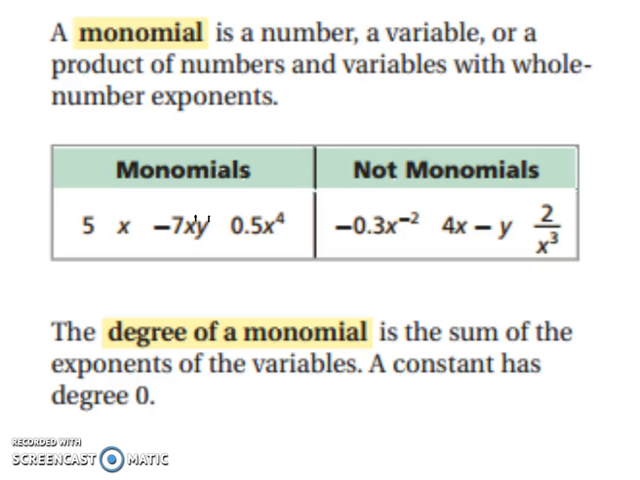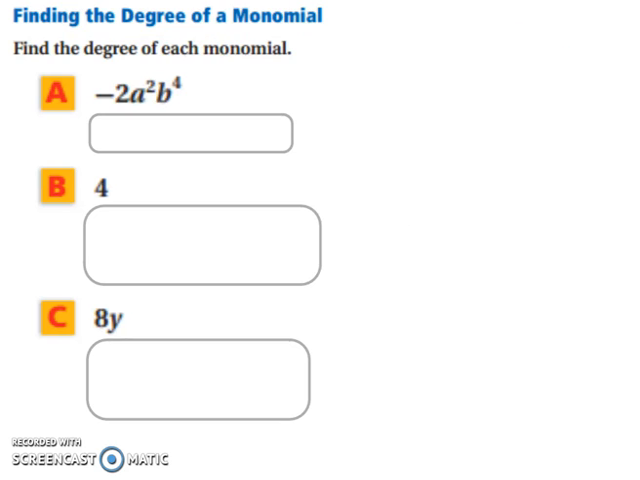Let's practice a little more. So finding the degree of a monomial. We have negative 2a squared b to the fourth. Notice how it's one clump of numbers, no variable as a denominator, no negative exponents. So when you see this, you know that you can simply add all of the exponents of your variables. So we have 2 and 4, which make 6.